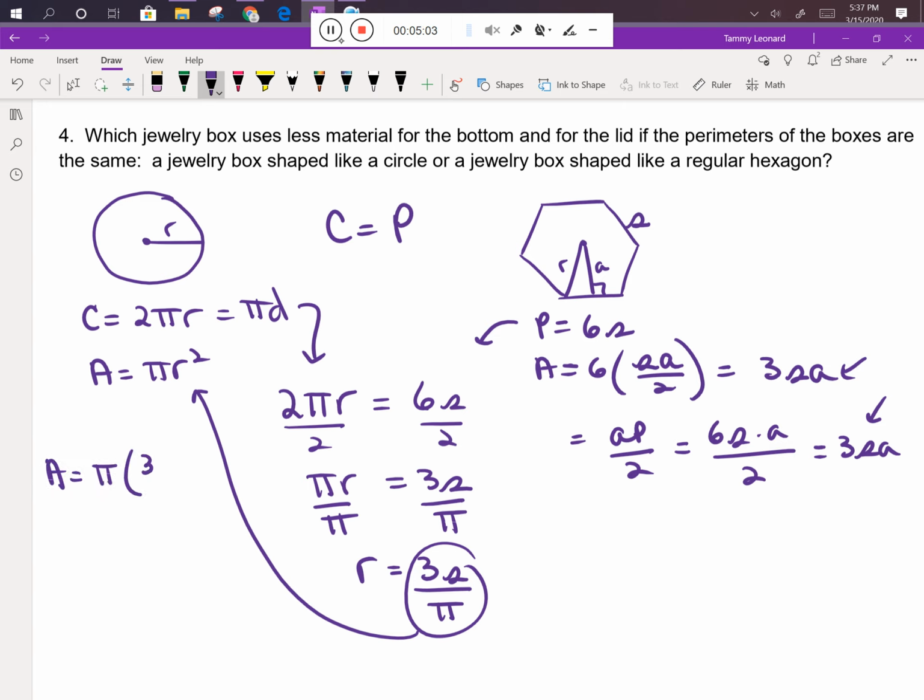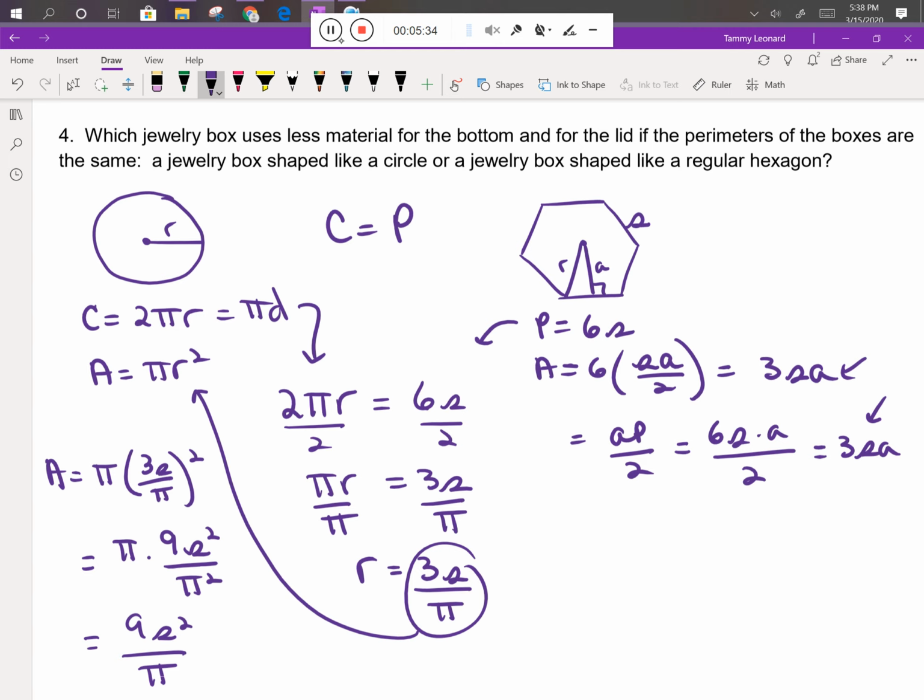Well, let's simplify this mess a little bit. I've got pi times 9s squared over pi squared. Well, the pi out here and the pi down in the denominator, that's going to reduce. So I'm going to have 9s squared over pi as the expression for the area of that circle.